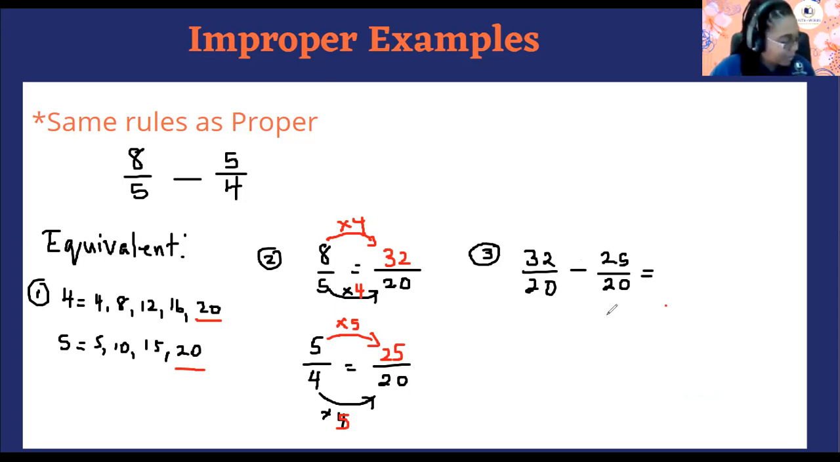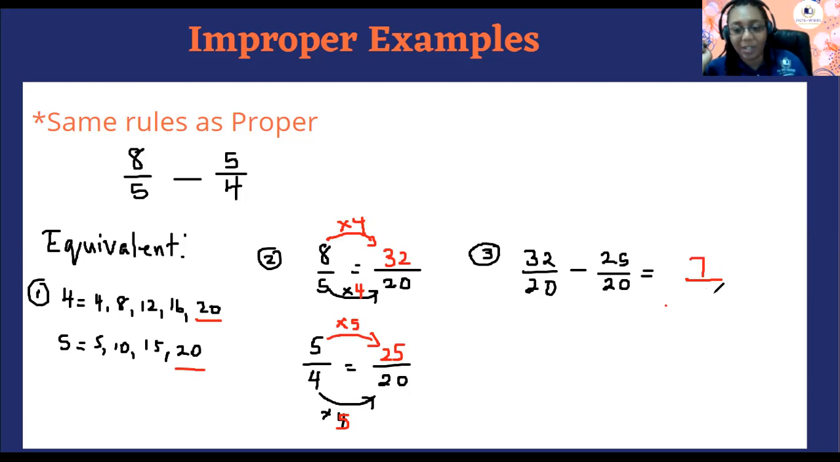So just put your subtraction sign. 32 minus 25 will simply give us, who can tell me? What's 32 minus 25? Answers in the chat. You can count how much to go from 25 to 32. Seven: 26, 27, 28, 29, 30, 31, 32. Seven. So that's your final answer, see how easy it is?